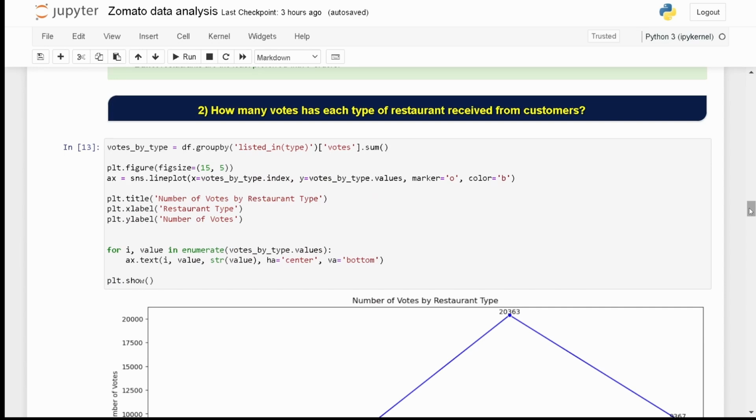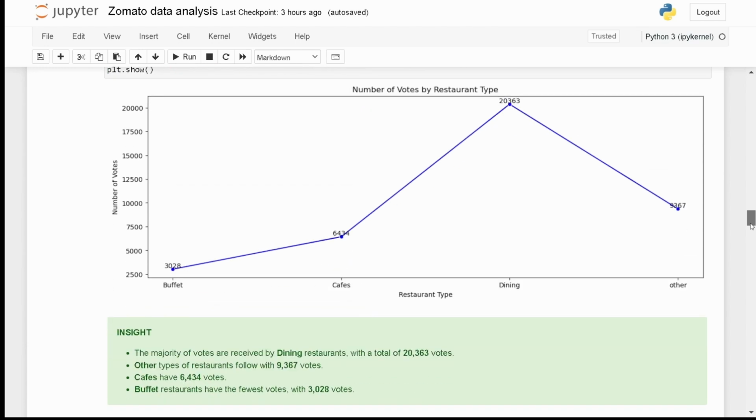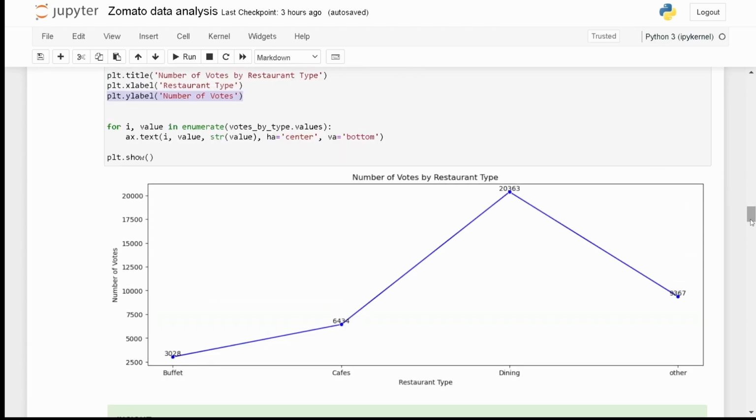Our second question is how many votes has each type of restaurant received from customers? We can see that clearly in the graph. The majority of votes are received by dining restaurants, with a total of more than 20,000. Other restaurants follow with approximately 9,000 votes. Cafes have more than 6,000 votes. Buffet restaurants have the fewest votes, with more than 3,000 votes.